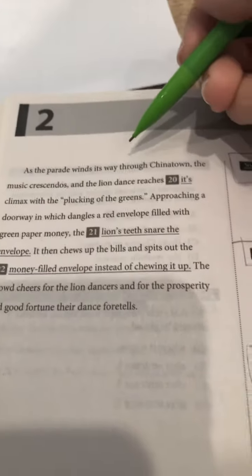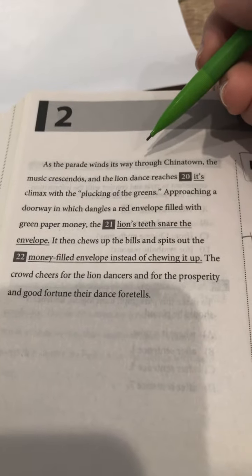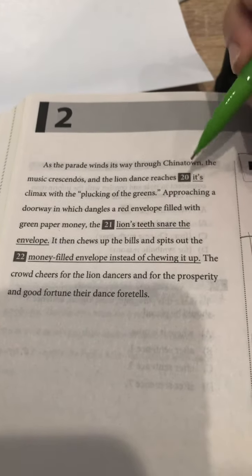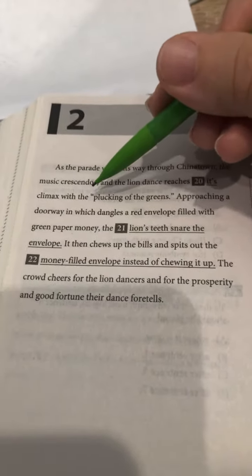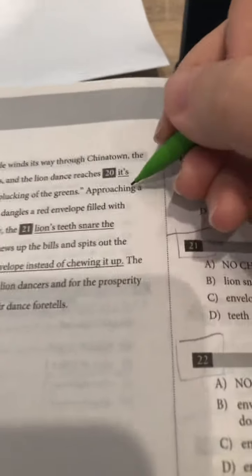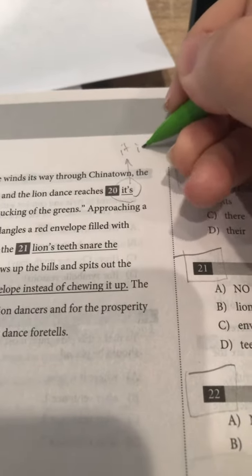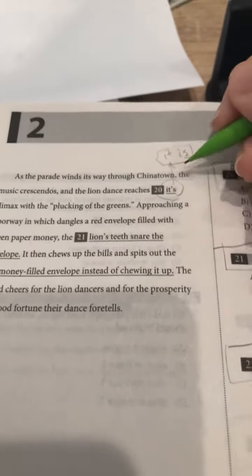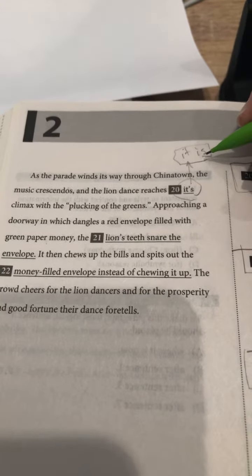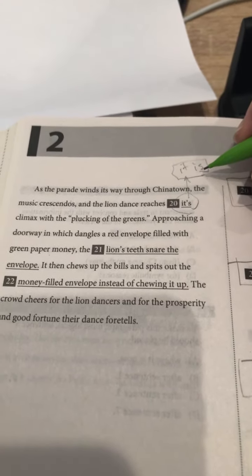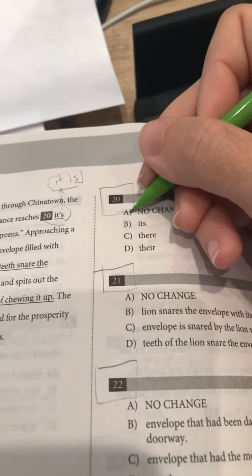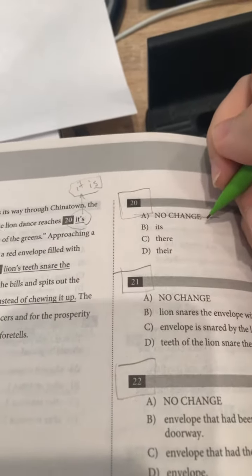As the parade winds its way through Chinatown, the music crescendos and the lion dance reaches its climax with the plucking of the greens. Now, this "it's" as it's written is "it is." This "it's" right here should be "it is." So you wouldn't want to say the lion dance reaches "it is" climax. So we're going to say that's the wrong "it's." So no changes at that point, okay?